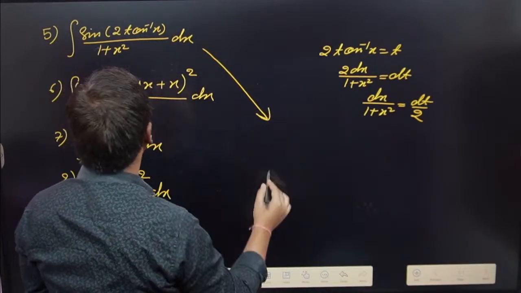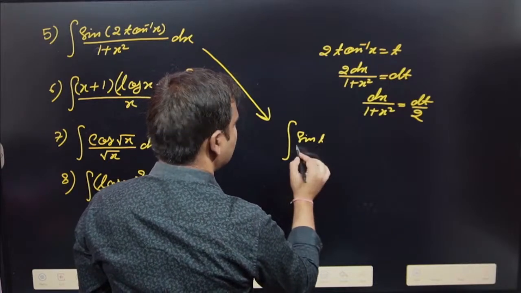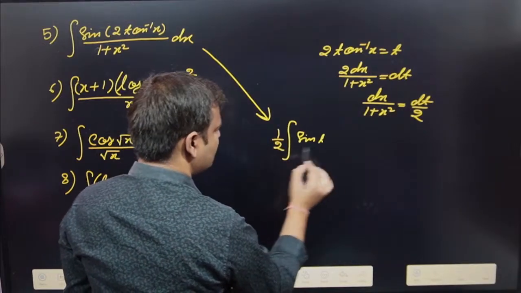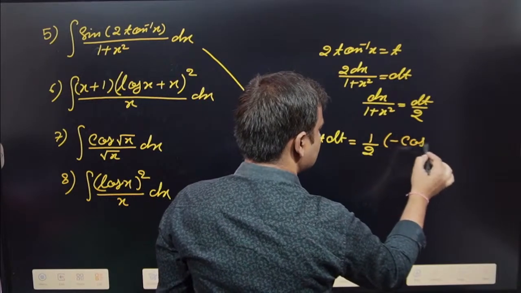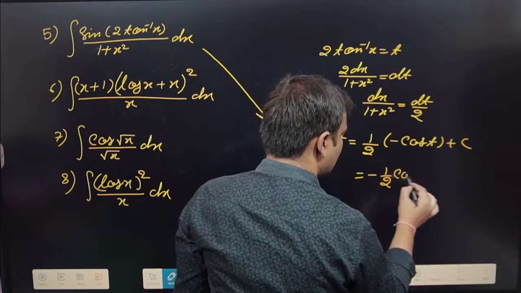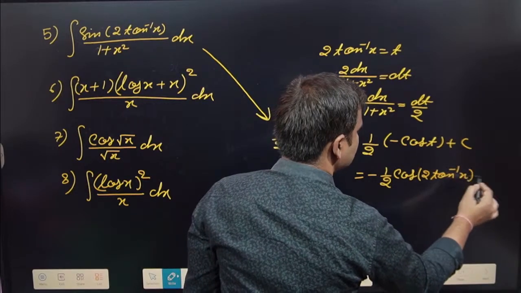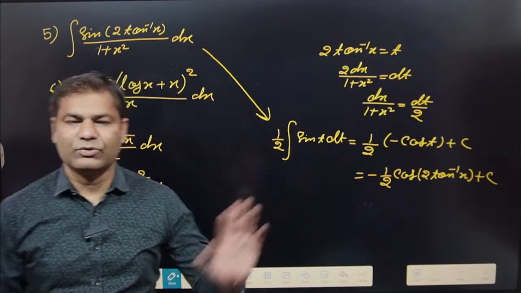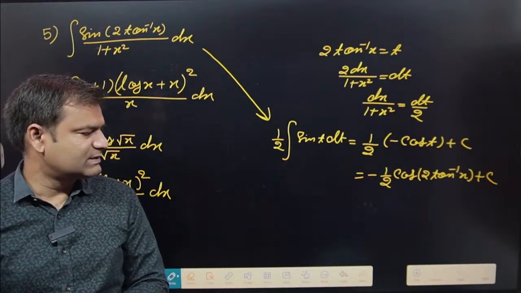Now focus: sine of t, with dx divided by 1 plus x square replaced by dt by 2, so 1 by 2 and here dt. Integration of sine t is minus cos t, so minus cos t plus c. So that is 1 by 2 into cos t, where t is 2 tan inverse x, plus c. Very simple. Final answer is simply minus 1 by 2 cos of 2 tan inverse x plus c is the right answer.